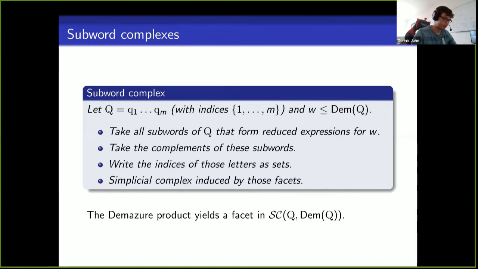I'll show you two examples in a second, but a quick remark on the Demazure product in this setting. If we consider the Demazure product algorithm on this word and do not take the reduced word that we get by the algorithm, but the letters we throw away, this would lead to a facet in the subword complex for Q, where the element is the Demazure product of Q.